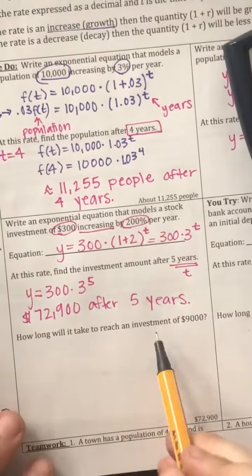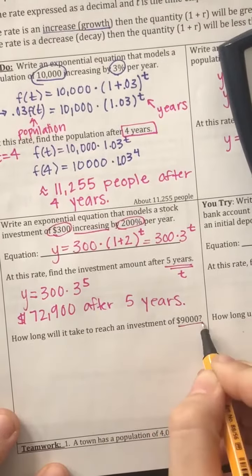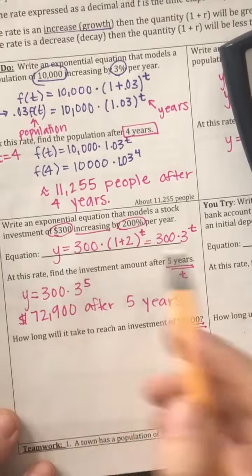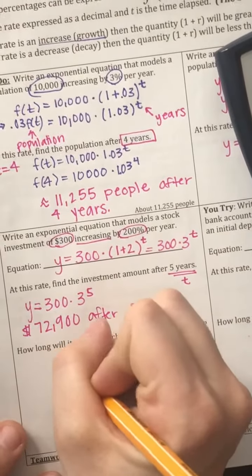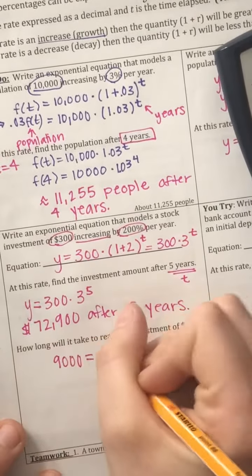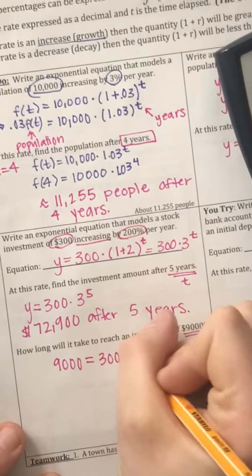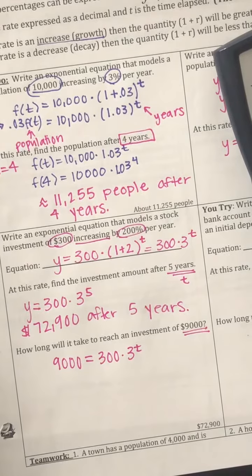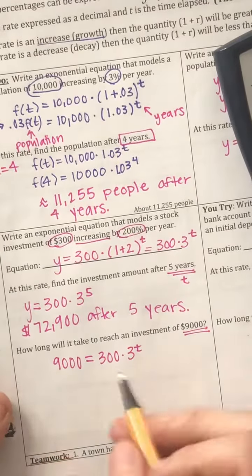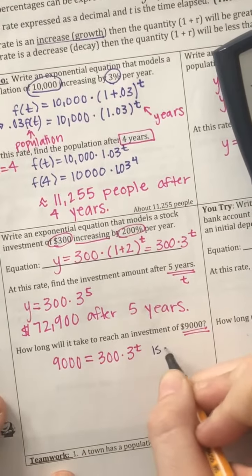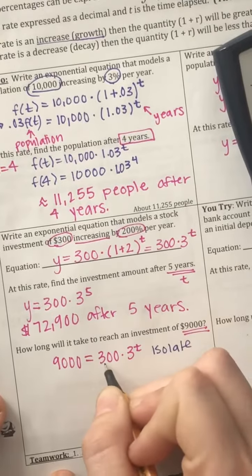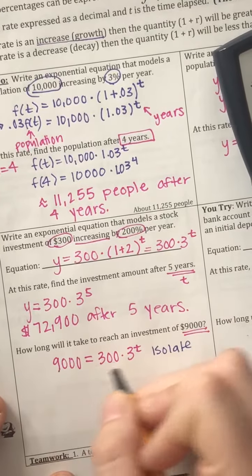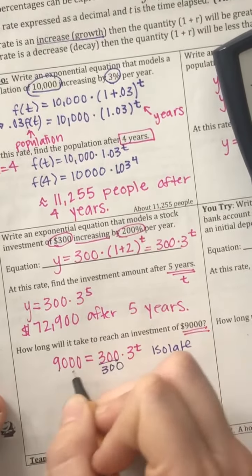How long will it take for the investment to reach $9,000? This means you actually know the output instead. So we're going to substitute and say 9,000 equals 300 times 3 to the t. And you're just going to follow the same steps that you use for solving exponentials. So I'm going to try to isolate first. So I'm going to divide by 300 on both sides. 9,000 divided by 300 should be pretty easy.